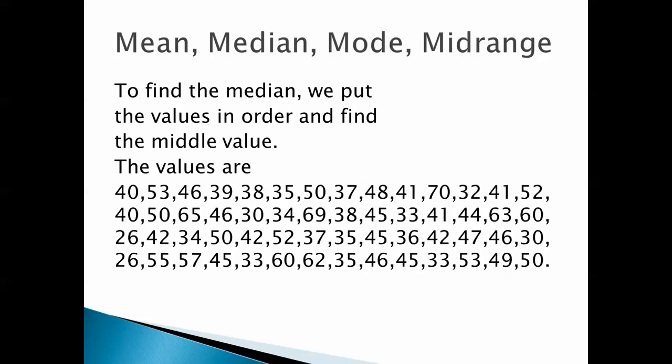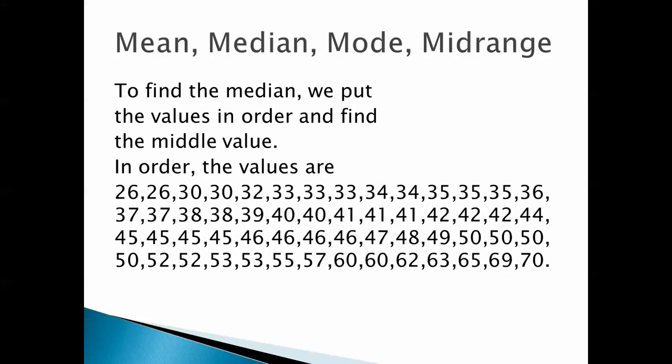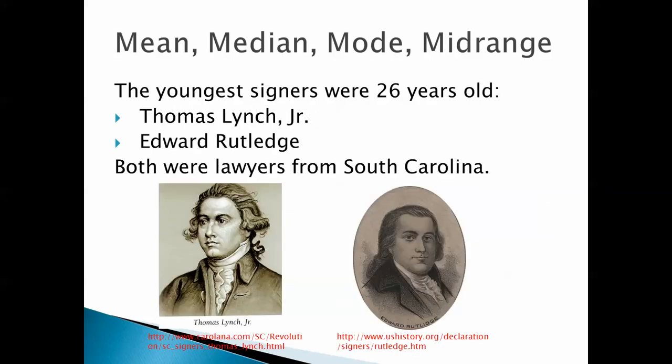The values are 40, 53, 46, 39, and so on. But these values are not in order. In order, the values are 26, 26, 30, 30, 32, 33, 33, 33, 34, 34, etc. Note the range of ages, 26 to 70. Now, the youngest signers were 26 years old.